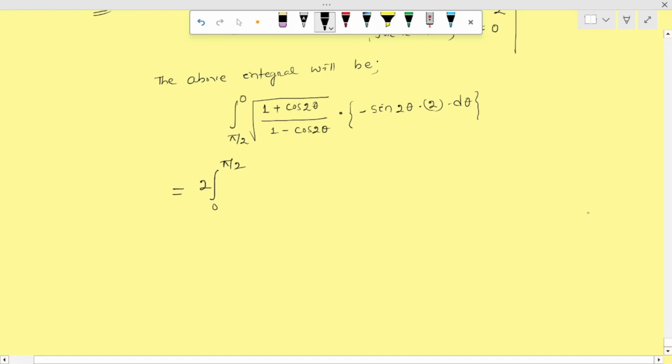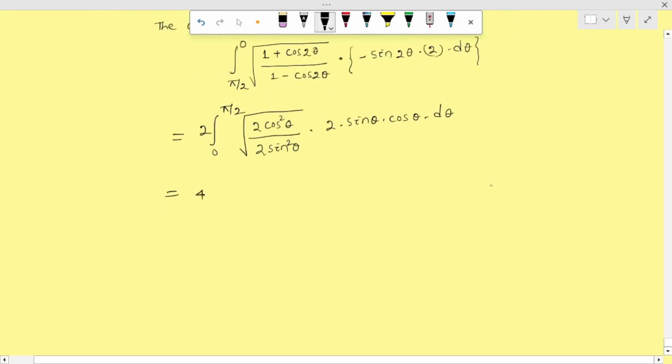Okay, and here this can be written as: 1 plus cos 2 theta is nothing but 2 cos square theta, and 1 minus cos 2 theta is your 2 sin square theta, whole root over sin 2 theta, which can be written as 2 sin theta into cos theta d theta. This 2 taken outside of this integration will be 4, 0 to pi by 2. Here you can see root 2 got cancelled. Here cos square theta root over cos theta, sin square theta root over sin theta, here 1 sin theta got cancelled, and finally we found cos square theta d theta.